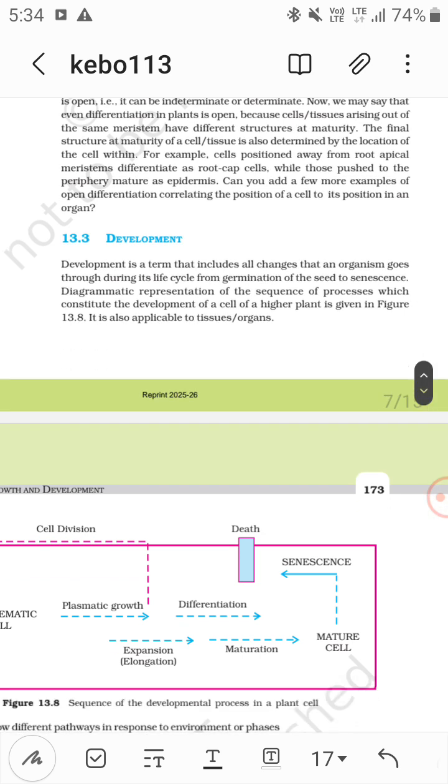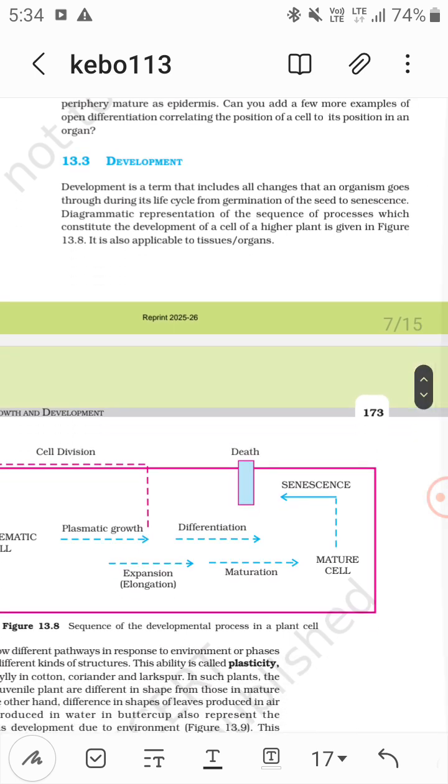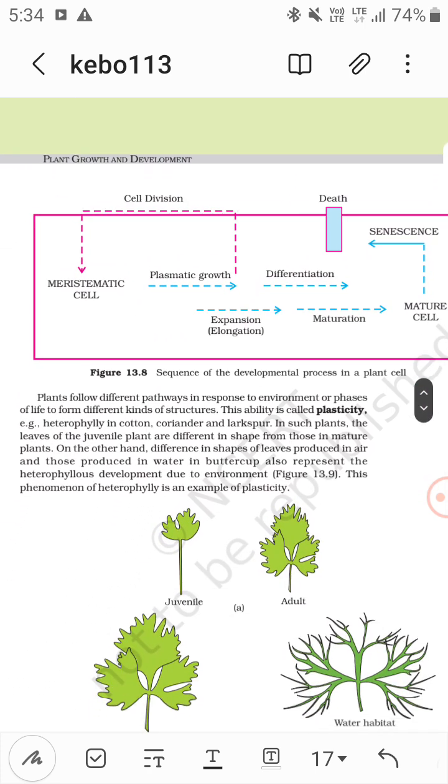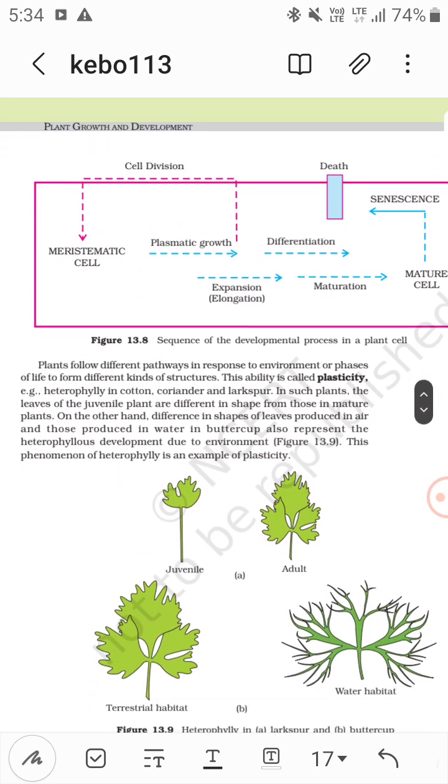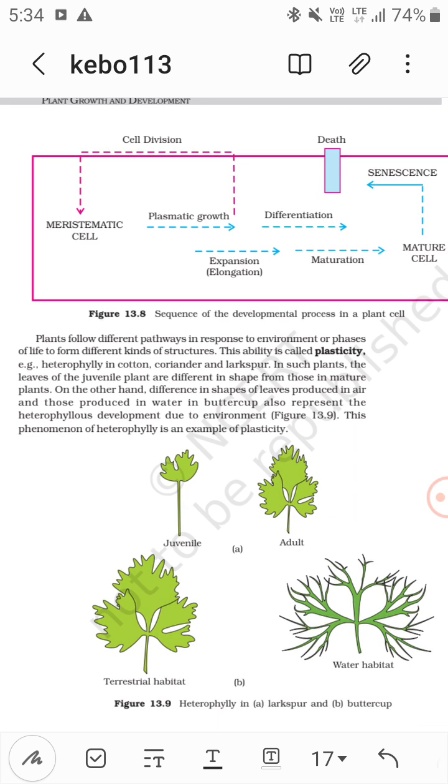Now development. All changes that an organism goes through during its life cycle, from germination of the seed to senescence, this is development. Now there is plasticity. Due to the environment or phases of life, plants show different features. This is plasticity. Examples like heterophylly in cotton, coriander, larkspur. The leaves of the juvenile plant are different in shape from those in mature plants.